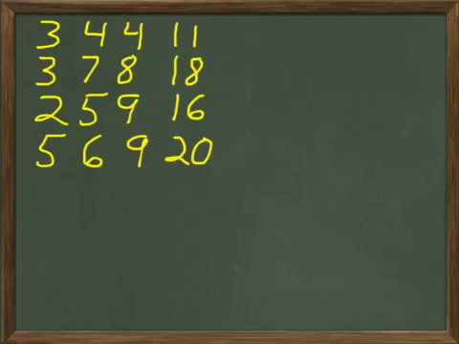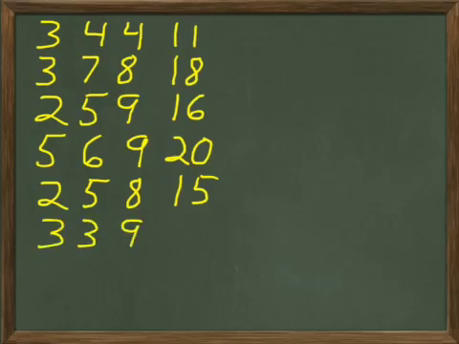How about 2 and 5 and 8? How many are 2 and 5? That's 7. 7 and 8 are 15. All right. How about 3 and 3 and 9? 3 and 3 are 6, 6 and 9 are, hey, that's 15 too.